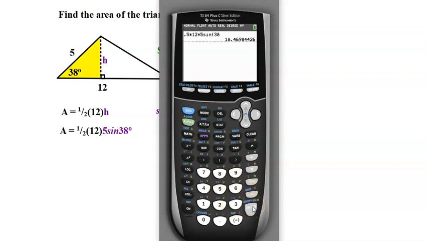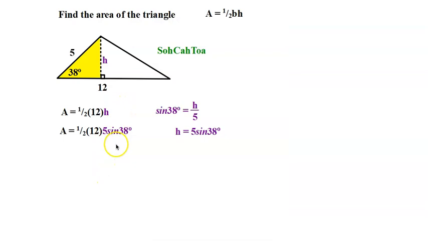And we get 18.4698, and so on. We're just going to round that off, and our answer is approximately 18.47. So we have a new formula here that can be used if we don't have the height. We can use trigonometry to find the height.